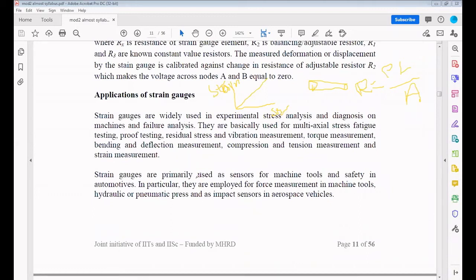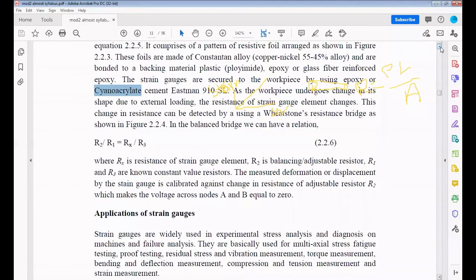You should remember at least a few applications, and what the use of these strain gauges is. Next, we will go to the concept. First, we will discuss the relation between strain and stress, where we are using it, what the process is, and why we are using these strain gauges.